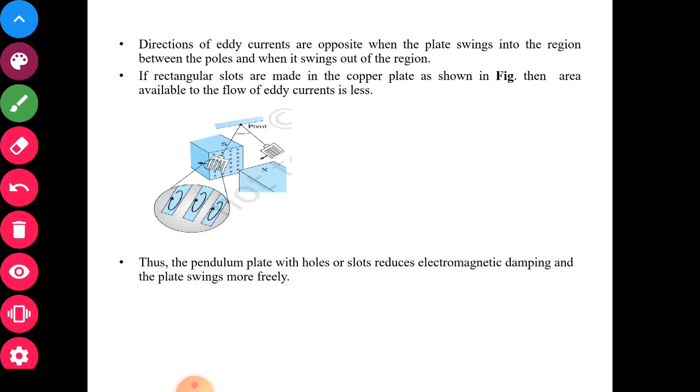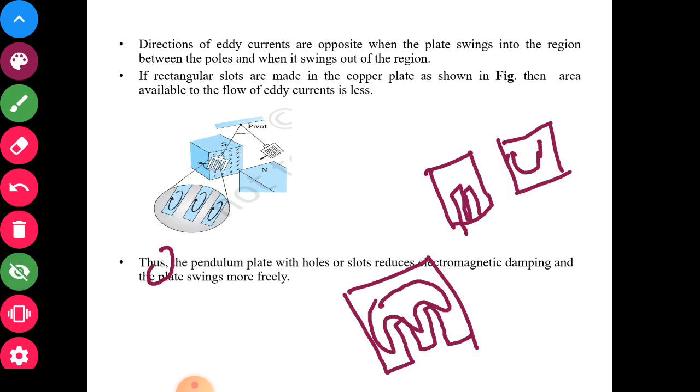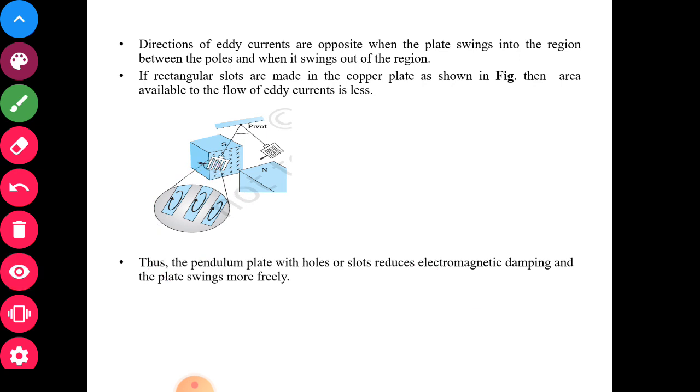Thus, in a pendulum plate with holes or slots, if you make holes or this kind of slots here, then the eddy current's effect can be reduced, or the electromagnetic damping of the plate can be reduced, and the plate can swing more freely and for a longer time.